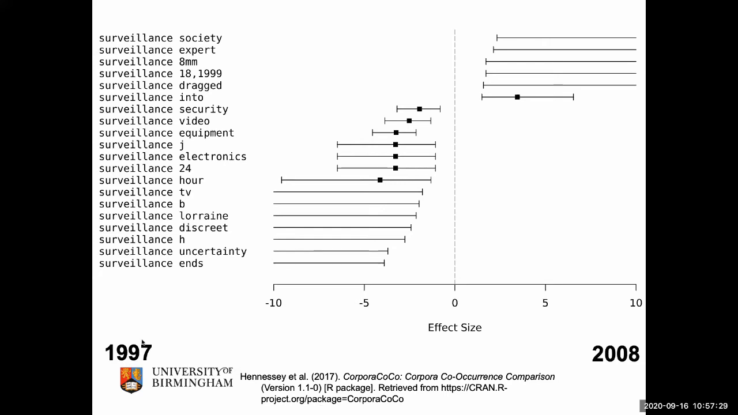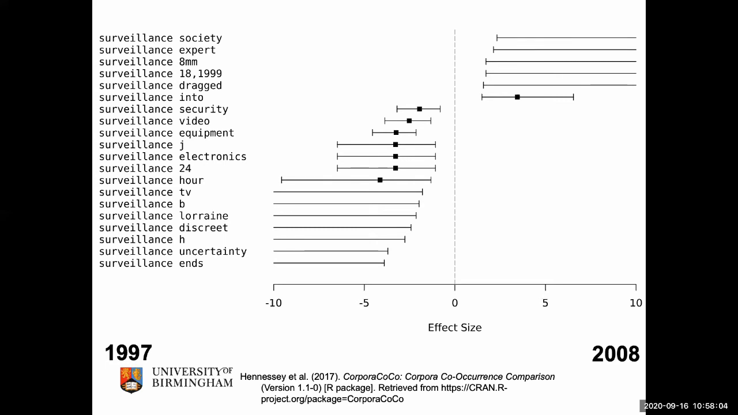So in this case, these words on the left occur significantly more frequently with surveillance in 1997. And these boxes indicate effect sizes. So the further they are away from the middle line, the bigger the difference is. When a pair does not have a box like these, that means it's unique in this data set compared to the other one. To be honest, they look quite weird for 1997.